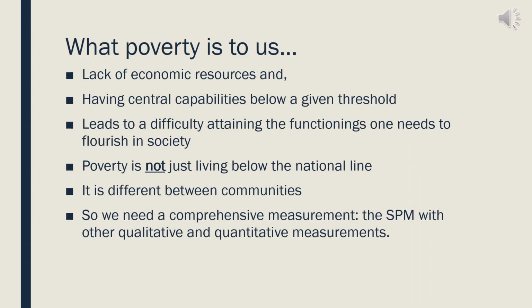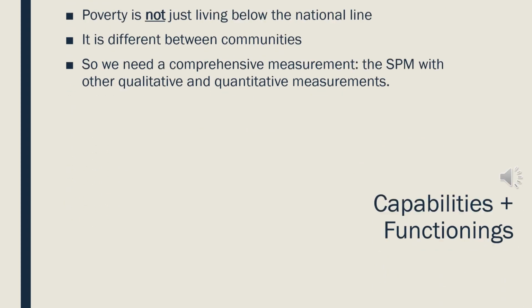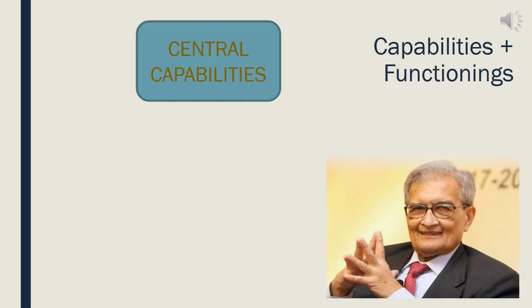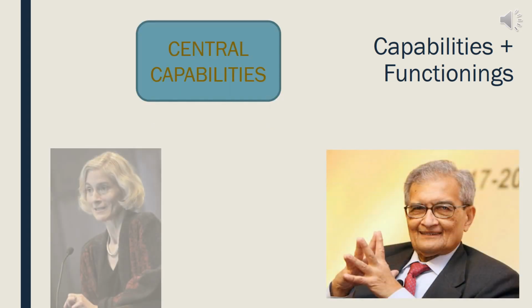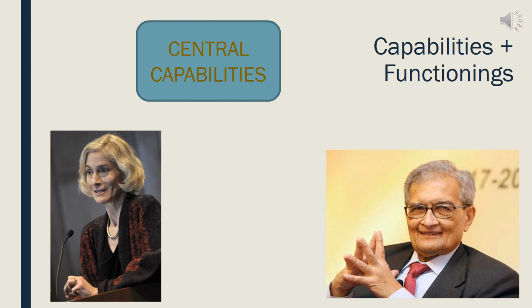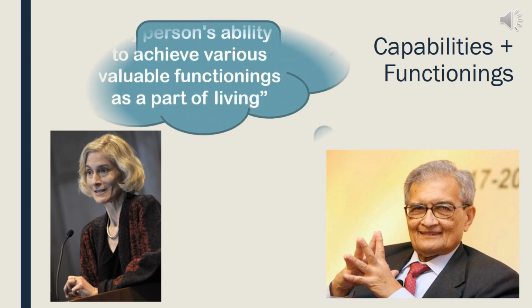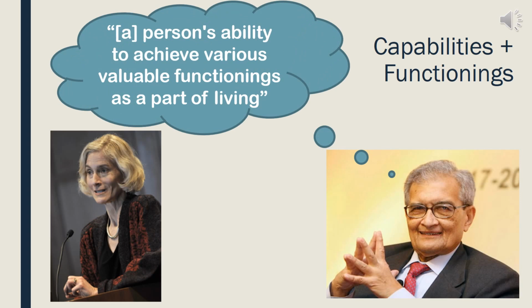Among the countless methods individuals have discovered to describe and define poverty, we feel the capabilities approach, a concept first expressed by economist and philosopher Amartya Sen, most comprehensively encapsulates what we should discuss when defining poverty. In Amartya Sen's book, The Quality of Life, which he wrote alongside Martha Nussbaum, philosopher and professor at the University of Chicago, Sen defines capabilities as a person's ability to achieve various valuable functionings as a part of living.